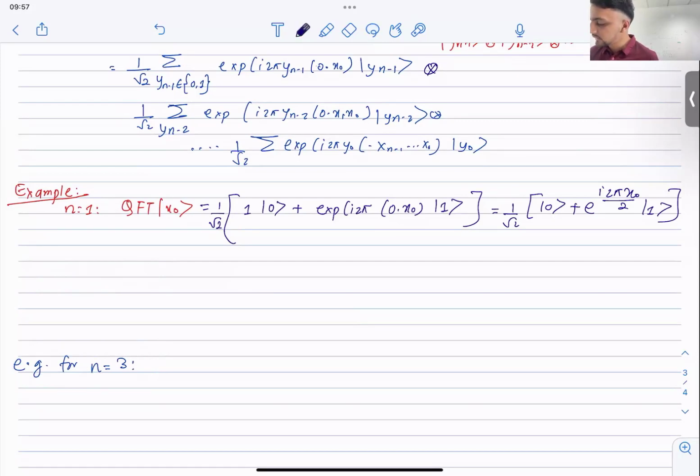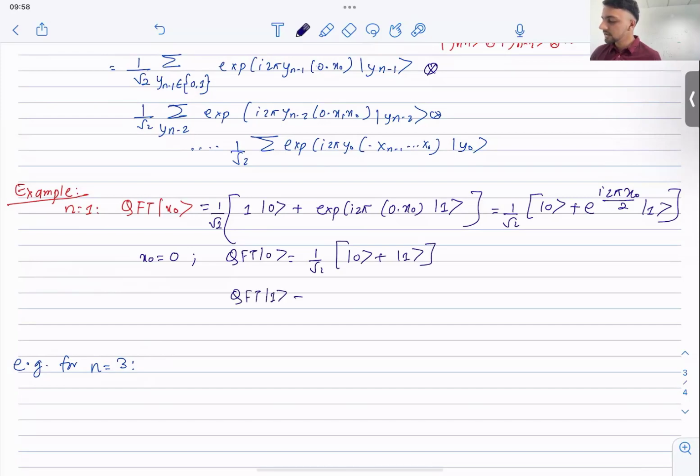So what happens when x0 equals 0? When x0 equals 0, I have QFT on ket 0, which is equal to 1 over square root of 2 times ket 0 plus e to the i pi times 0. Sorry, this is just 0, so I just have 1. And then QFT on the ket 1 state is 1 over square root of 2 times ket 0 minus ket 1, when x0 equals 1. So this is the plus state, and this is the minus state.